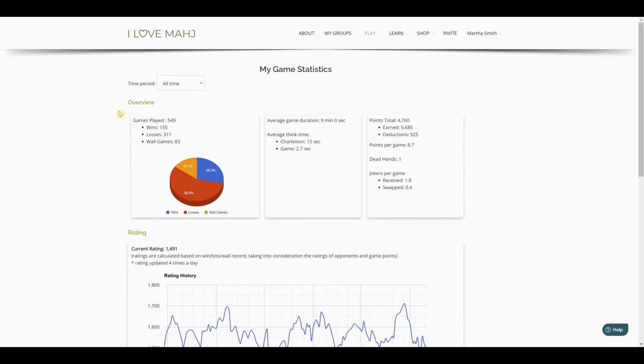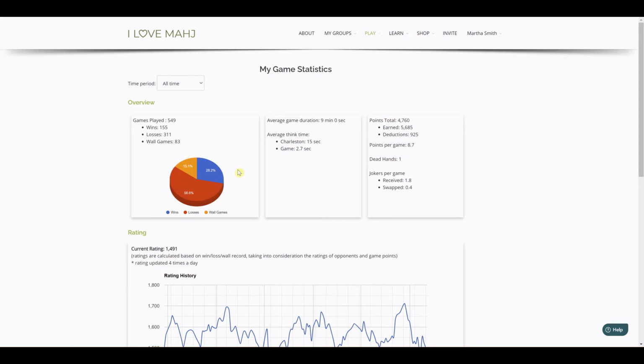Under the overview section, there are three boxes. The box on the left contains your win record. This tells you the number of games you've played and how many of these games ended up in a win, a loss, or a wall game. There's also a pie chart depicting these numbers visually as a proportion, giving you a feel for your percentages as far as each category is concerned.